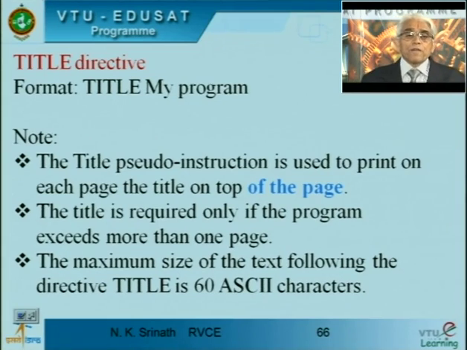If 10 pages are there where you have written a program in assembly level language, and on each page you have my program, this enables you to understand that everything in these 10 pages belongs to my program. So, the title is required only if the program exceeds one page. If it is only one page, it is not necessary to explicitly mention the name of the program, but it is better to have the title only when it is greater than a page. The maximum size of text following the directive title is 60 ASCII characters. So, that means that you are going to have only a string of 60 characters to give the name of that particular program.